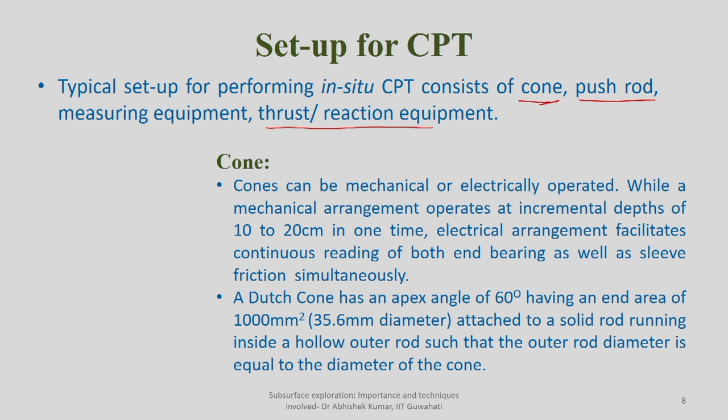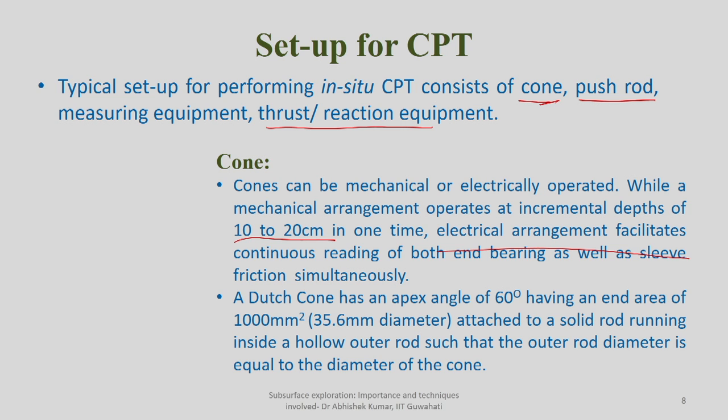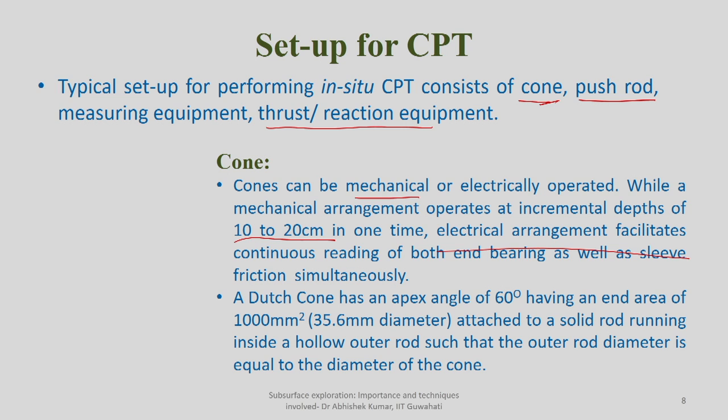When mechanically operated, the arrangement is made so that you can push at an increment of 10 to 20 centimeter at one time. If electrically operated, you can go for continuous recording; you keep on pushing the cone into the soil, and as the cone is lowered, it is displacing the soil. So, the resistance offered by the soil at the tip and the resistance offered by the soil at the periphery of the cone, both will be recorded. If it is mechanical, the pushing has to be done in stages, where one stage can be a 10 to 20 centimeter push at one time, then another, and so on, adding more and more push until it reaches the desired depth of interest. The other one is electrically operated, so it will be continuously lowered into the soil of interest. So, both can be done.